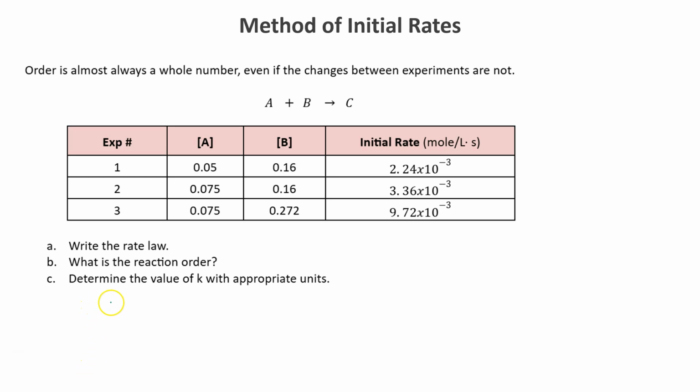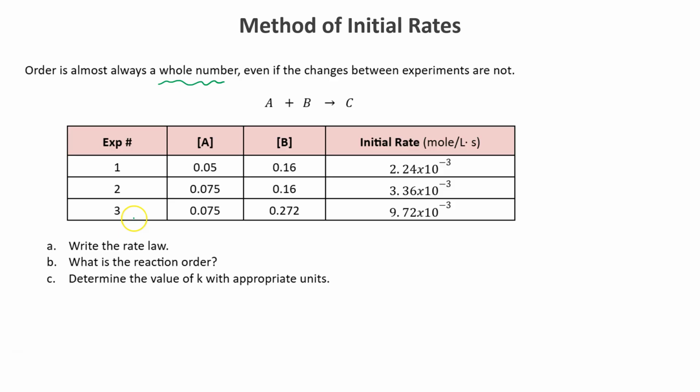Hey everybody, in this video we're going to do another method of initial rates problem, this time focusing on whole numbers and what can be a whole number, what cannot be a whole number, to see how this process can look a little bit more complicated but still be pretty much the same thing. Here I have 3 experiments. The goal is the same as always.